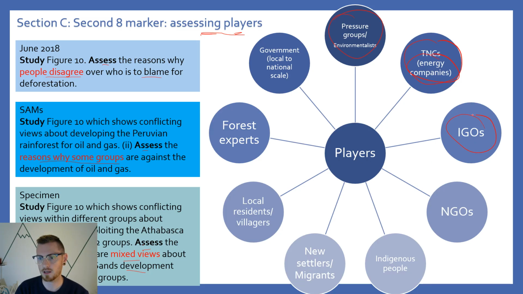Other players, IGOs, intergovernmental organizations. So these are not-for-profit, non-profit organizations who act independently of governments. Basically are charities. Posher word for charities, use IGOs. So Greenpeace, not Greenpeace, ignore that, sorry. Oxfam, okay, would be an example of IGOs.